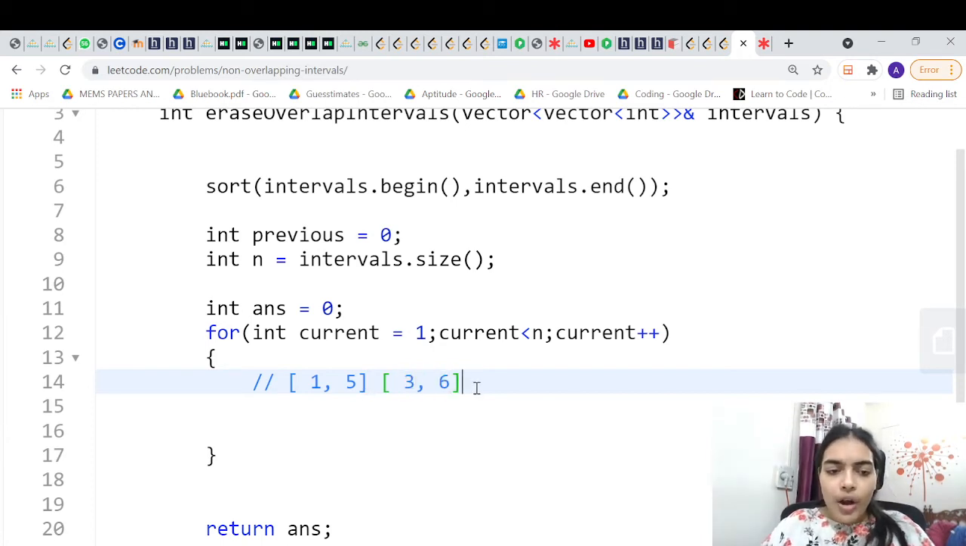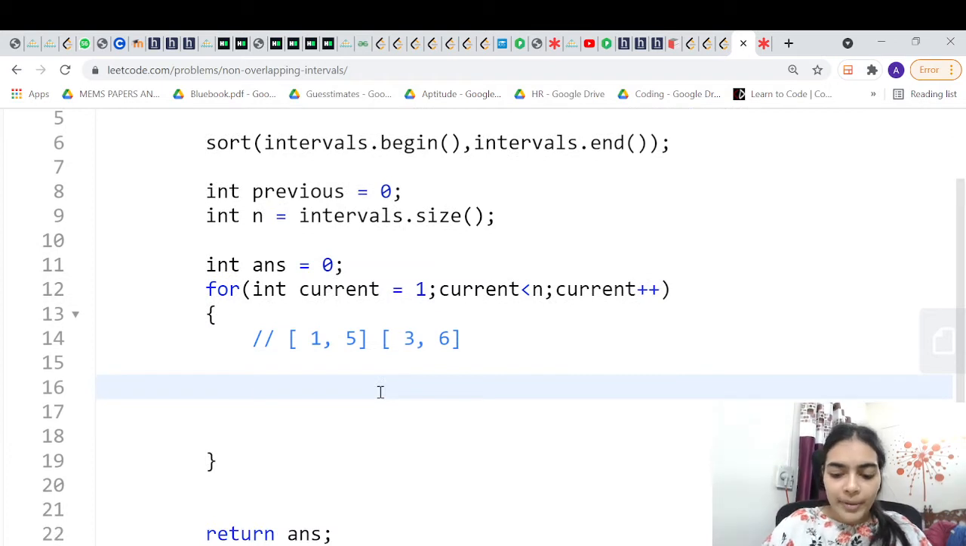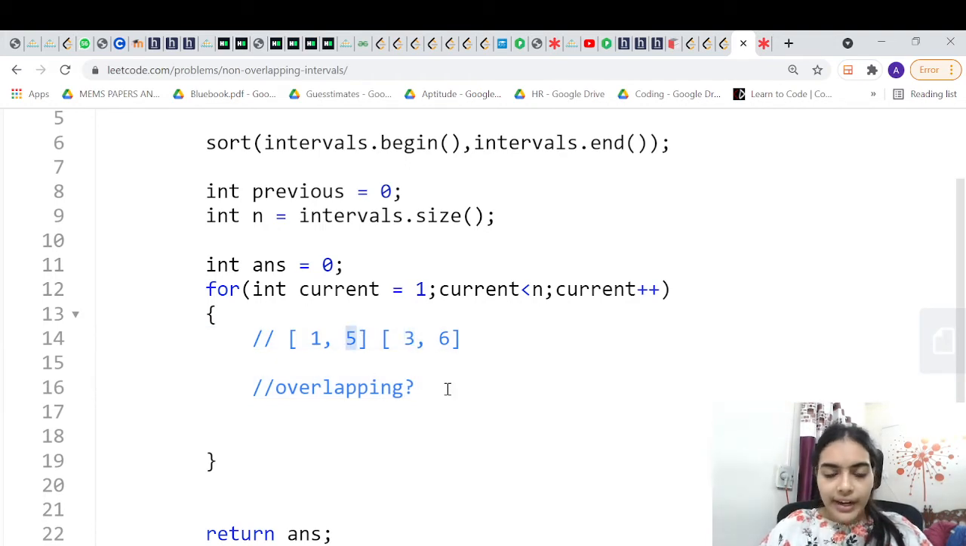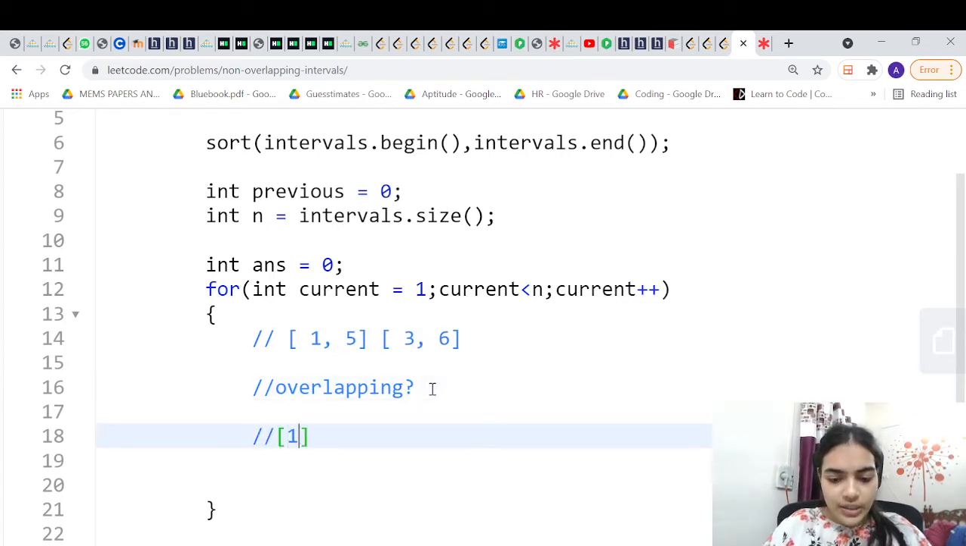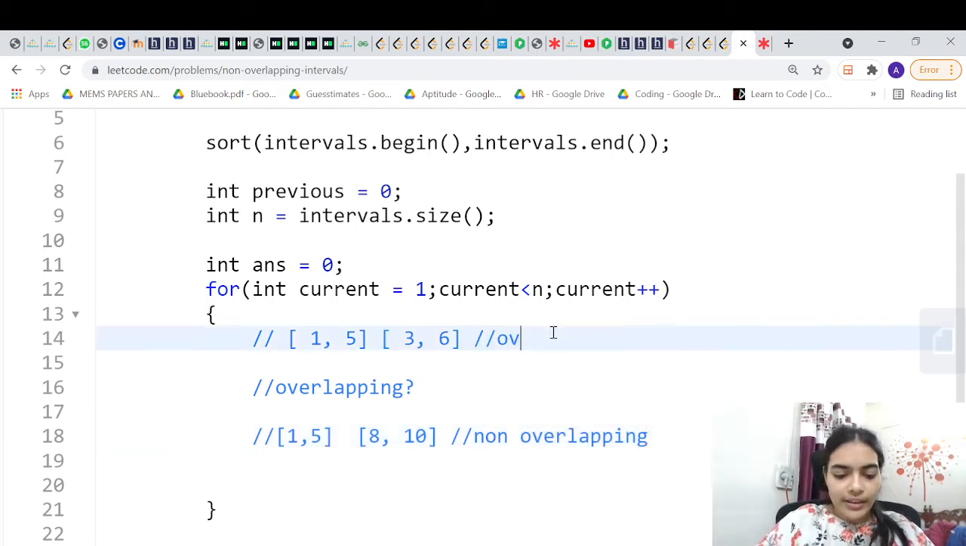Okay, now how do you know that they are overlapping, right? What is the condition that they are overlapping? How do you know? See, 3 is less than 5, right? 3 is less than 5. Okay, so in this case they will be overlapping. If there was a case something like this 1 5 and let's say 8 10, they will not overlap, right? They will not overlap. This case is non overlapping, and this case is where they are overlapping.